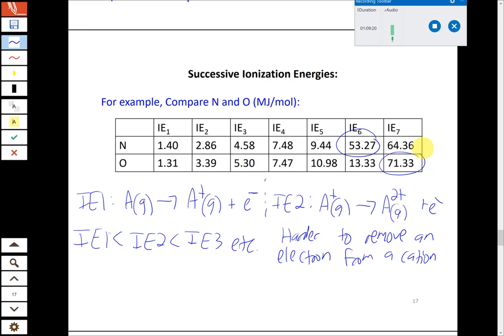So nitrogen is group 5. It has a valence configuration of 2s2, 2p3. So after we've removed the first 5 valence electrons, we have to start removing core electrons, the ones that are even closer, and that becomes increasingly very difficult to do.